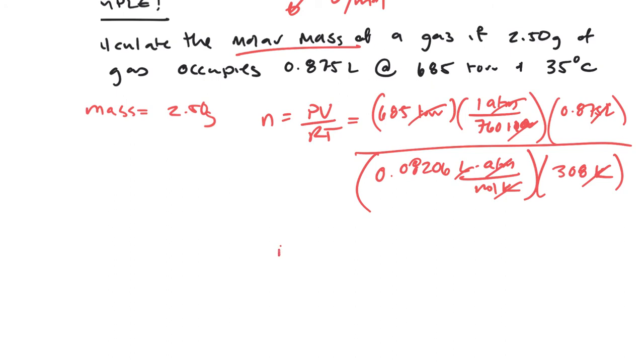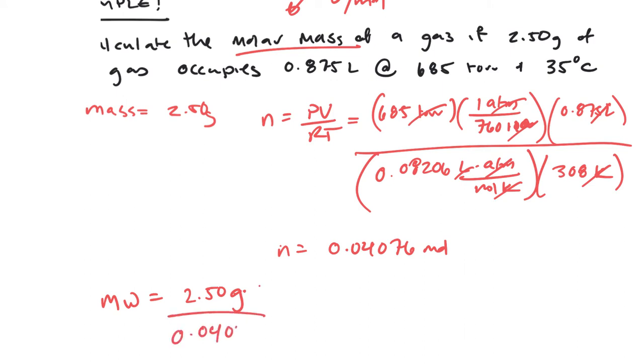So the number of moles, n, ends up equaling 0.04076 moles of my gas. To calculate the molar mass, I know that the sample of gas weighs 2.50 grams, and it is this number of moles. So the molar mass of this gas ends up being 61.3 grams per mole.